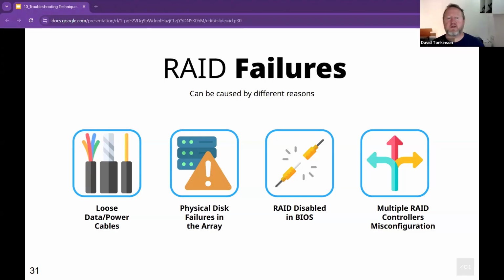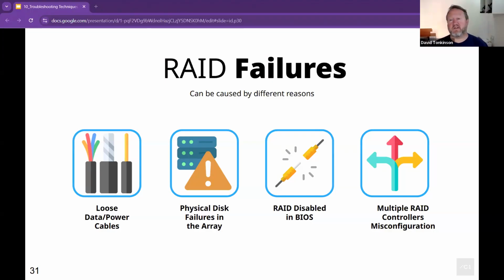Okay, so let's have a look. So RAID failures. We kind of talked about a variety of things. Smart is important because it talks to us about our disk drive health and status. So RAID failures. We know RAID is there to protect us. Okay. You can have failures with RAID because you could get loose power cables, loose data cables.